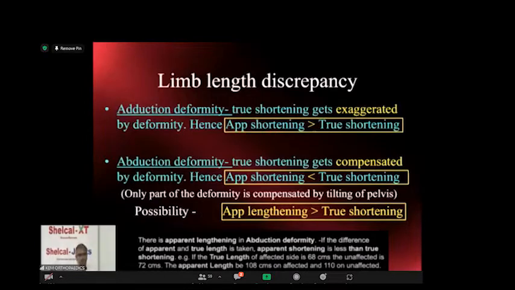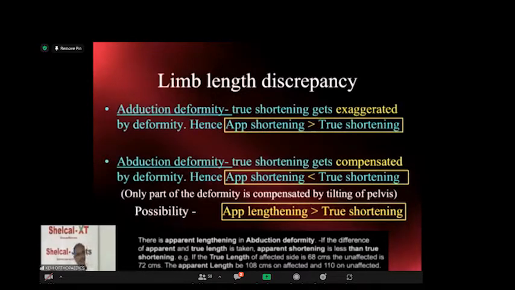So in adduction deformity, 100% of the time you will get apparent shortening more than the true shortening. Apparent shortening 4 centimeter, true shortening 2 centimeter. So there is a 2 centimeter difference, and apparent shortening is more by 2 centimeter. So there is 20 degrees of adduction deformity. That you can calculate.